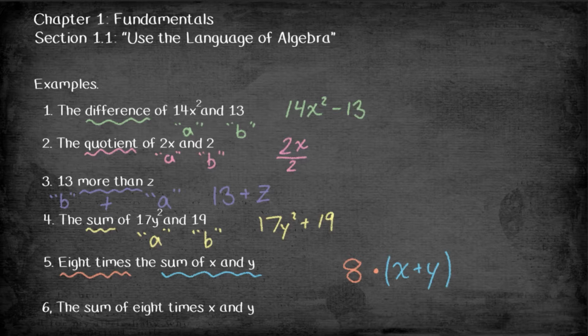And lastly, we have the sum of 8 times x and y. So this is similar to the information we have in number 5, except the order of the phrase is different. So we're taking the sum of 8 times x and y. So 8 times x would be 8x, and we're taking the sum with y.